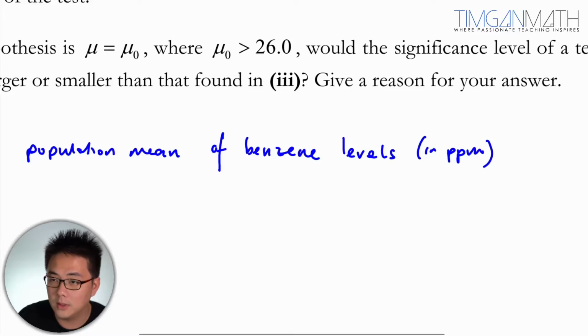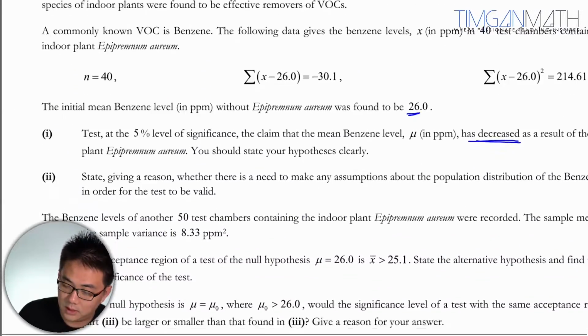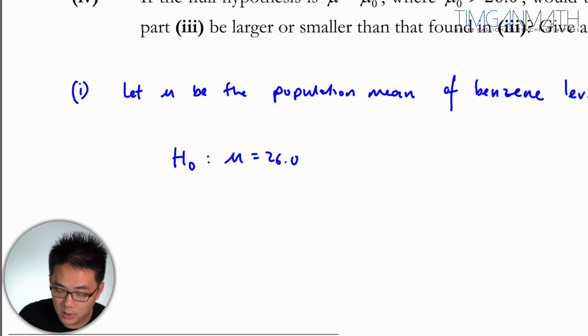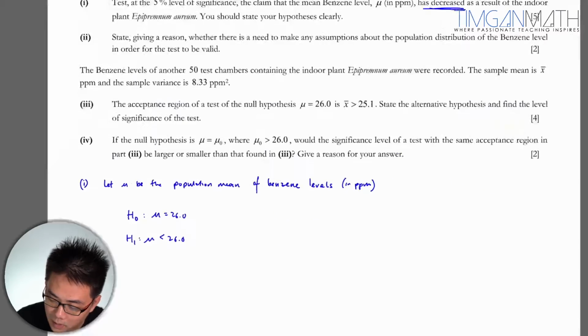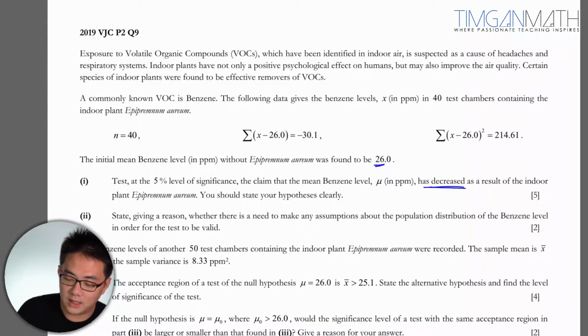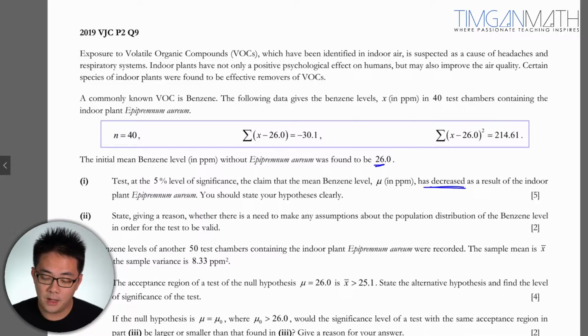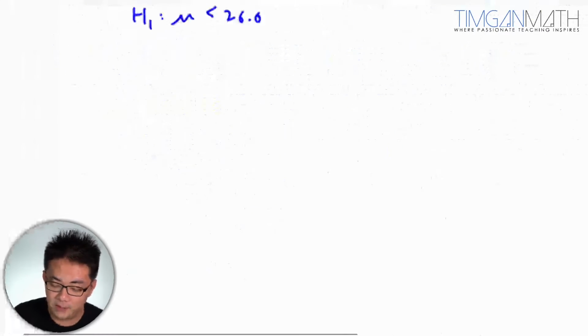Great. So this is the first thing, and once this is done, we could just let H0 be that mu equals 26.0, since initially it was 26.0. You want to test whether it has decreased, so H1 is mu less than 26.0. This is a sample of 40, meaning this is our sample data. We want to test whether it has decreased by looking at this sample data. Let's see how we can find our X bar, the sample mean.